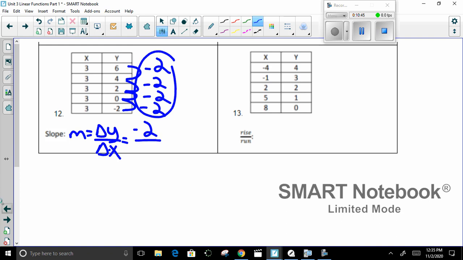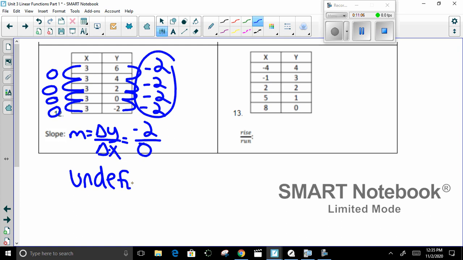Now let's check the change in x. From 3 to 3, I'm not doing anything. 3 to 3, nothing. 3 to 3, nothing. If I have a 0 in the denominator, when it's not changing on your x-axis, that is called undefined. So your slope is undefined here, remember, that is a vertical line.